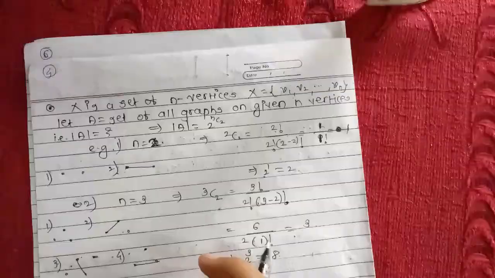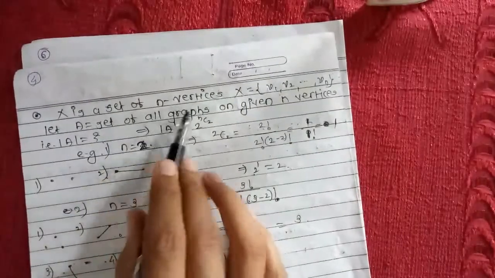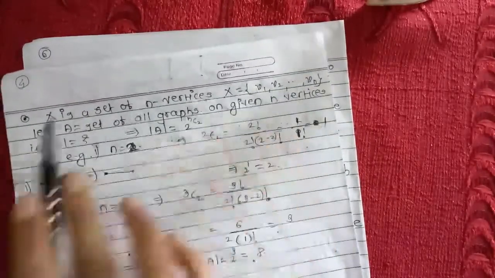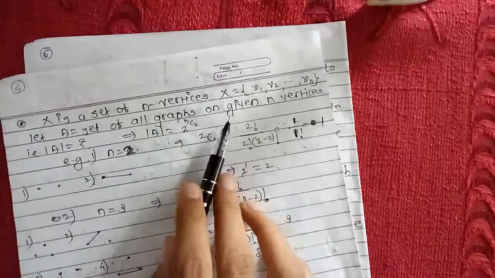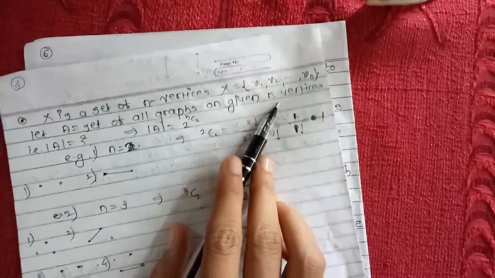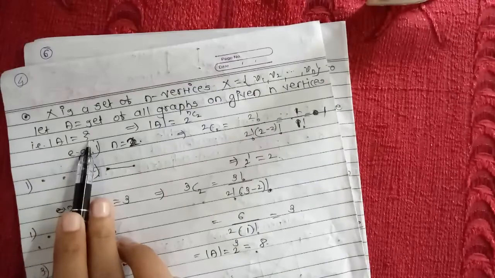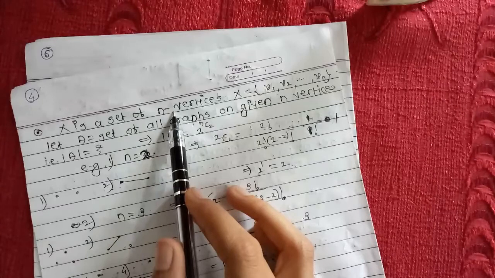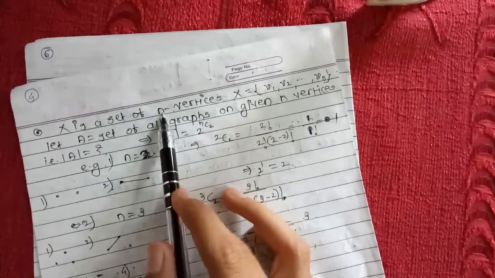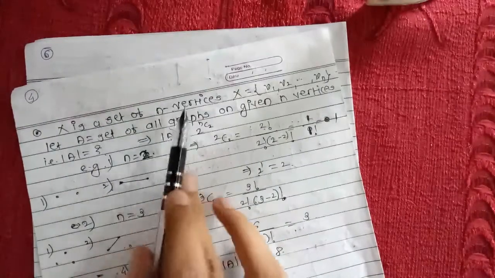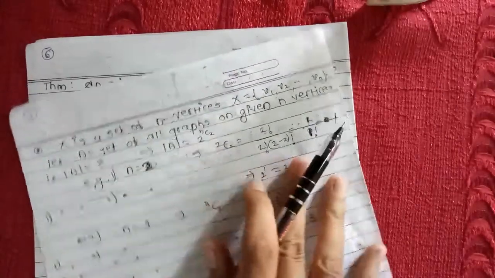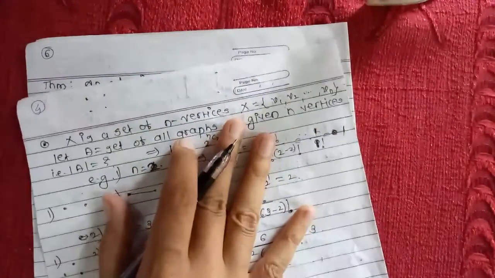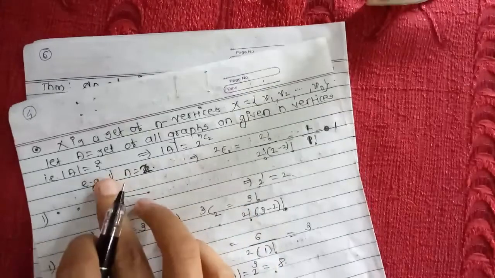Now the second question. Suppose that X is a set of n vertices, that means X is equal to V1, V2 up to Vn, and A is a set of all graphs on the given n vertices. Then what is the cardinality of A? Here X is a set of n vertices, and A is a set of all graphs with n vertices. The question is how many such graphs we can draw.